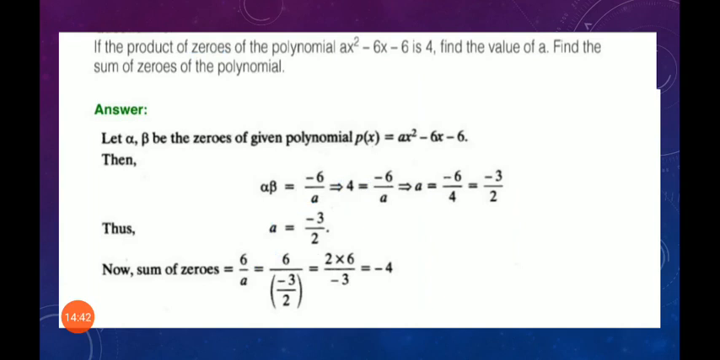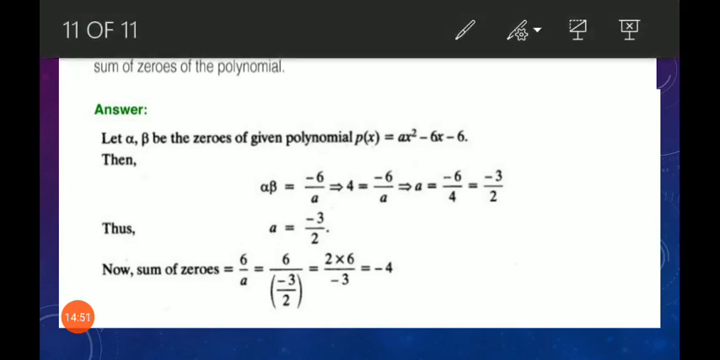Any doubt? I hope that all of you are getting the questions along with the solutions. Now moving towards the next question.